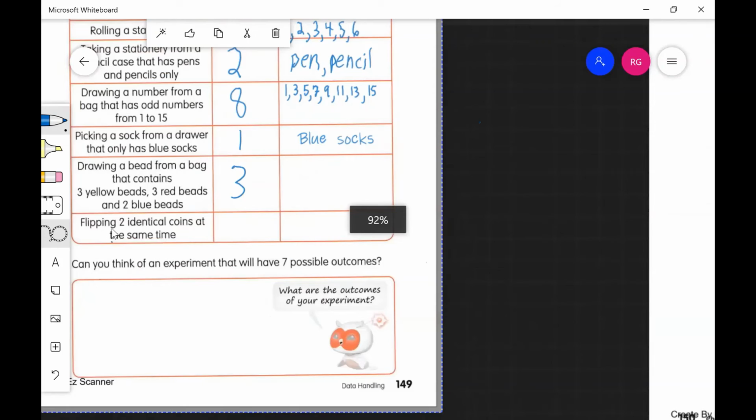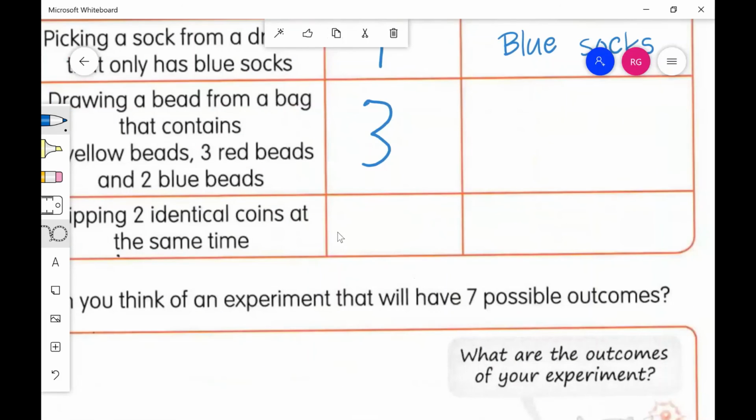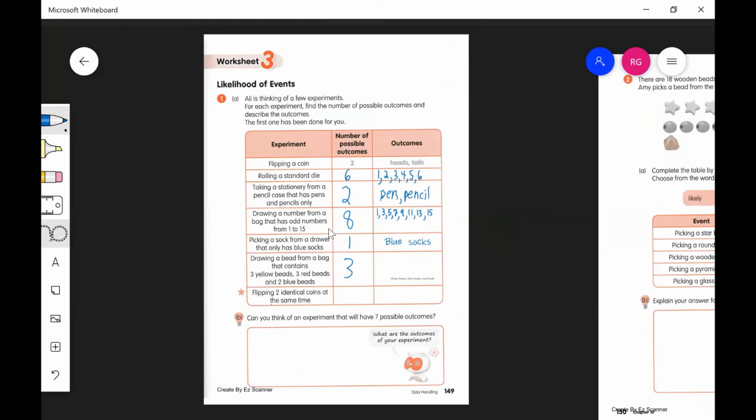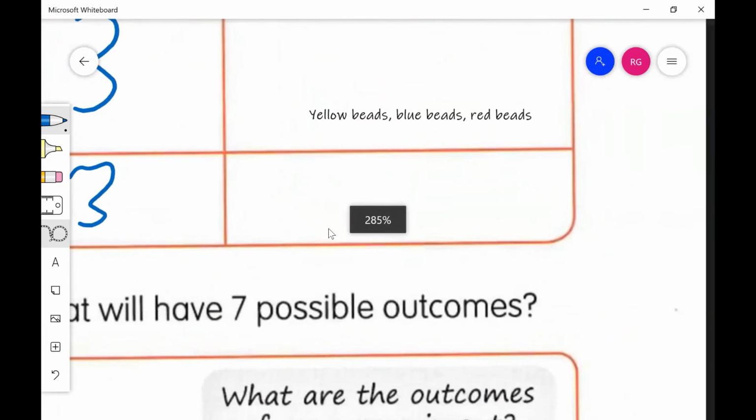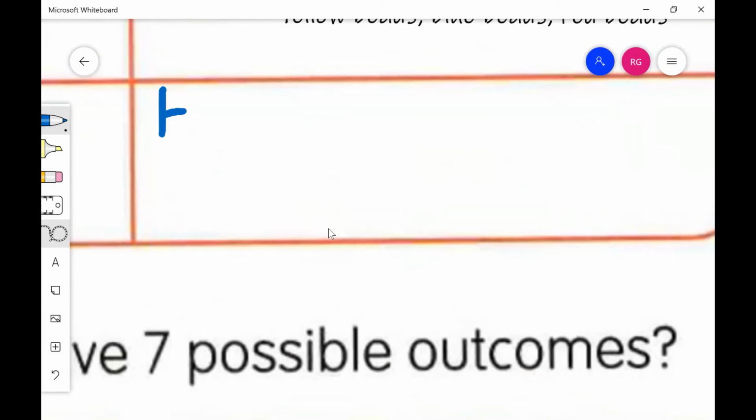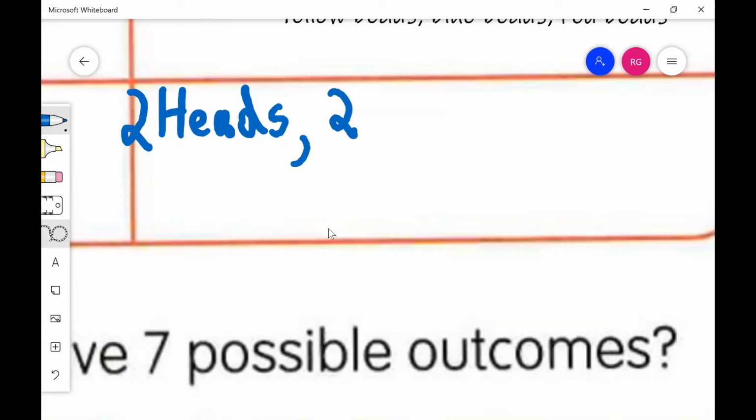All right, flipping two identical coins at the same time. 3 possible outcomes. Yeah, okay, so what are they? That's a great answer. Head, head. Tail, tail. And head, tail. All right, so head, head. Or heads, heads, whatever you want to write. Two heads, okay? That's one. Okay, two tails, right? That's another outcome.